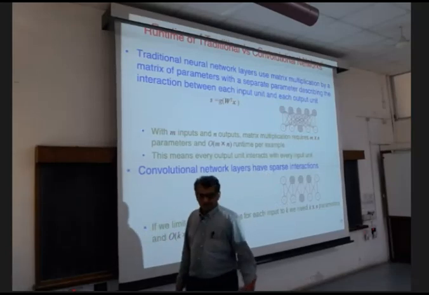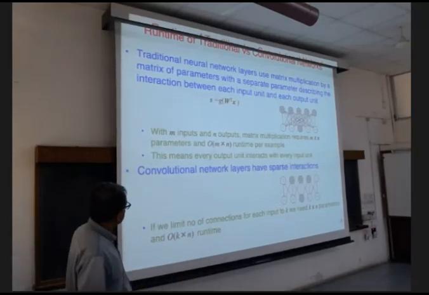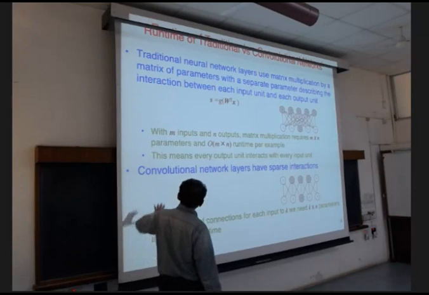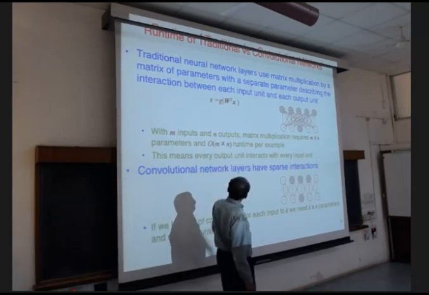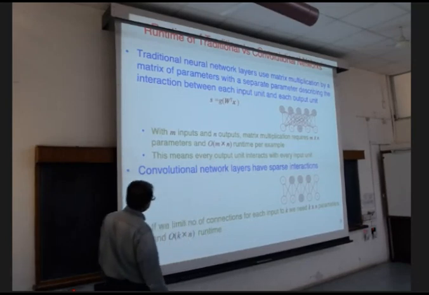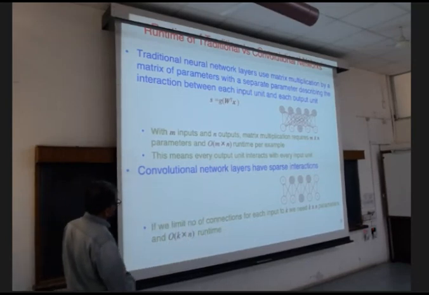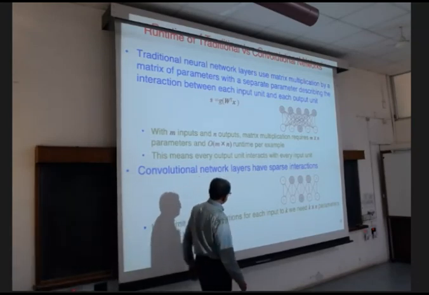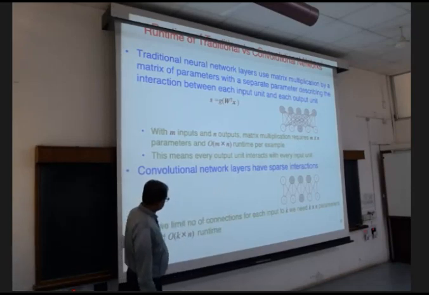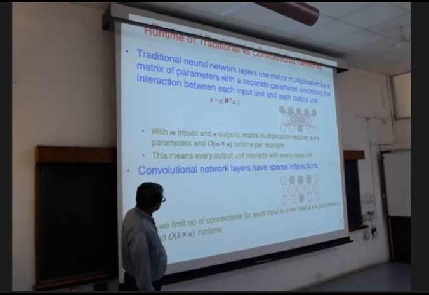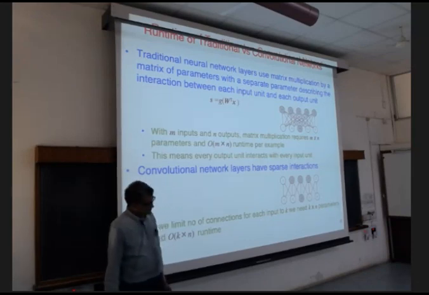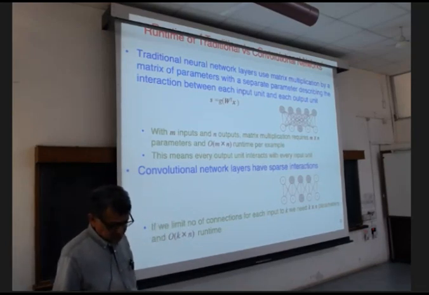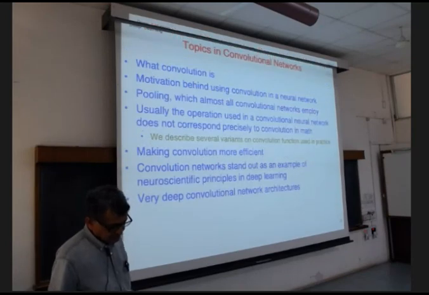All right. And one can argue in terms of what is the computation involved in all of these. With M inputs and N outputs, matrix multiplication requires M times N parameters and order M times N runtime, for example. This means every output unit interacts with every input unit between the two layers. If we limit the number of connections for each input to K, we need K by N parameters and order K by N runtime instead of M by N. So this depends on the size of the kernel; you're choosing K for kernel, I suppose. So that is one issue.